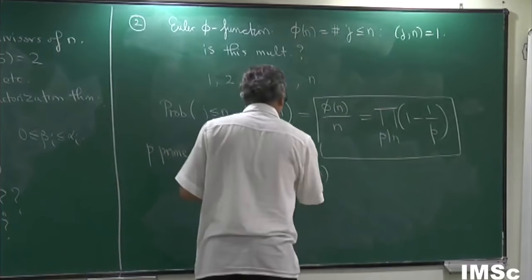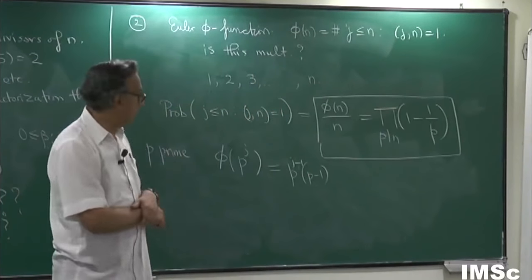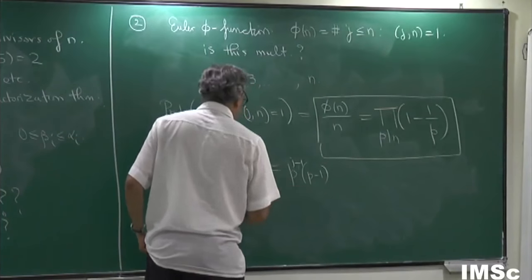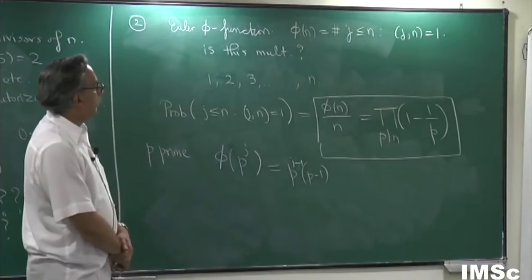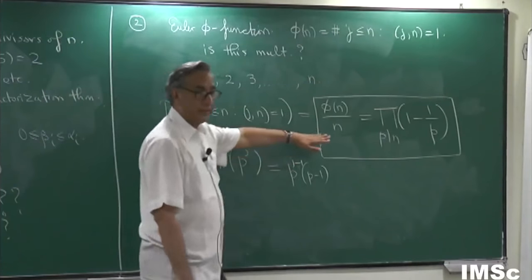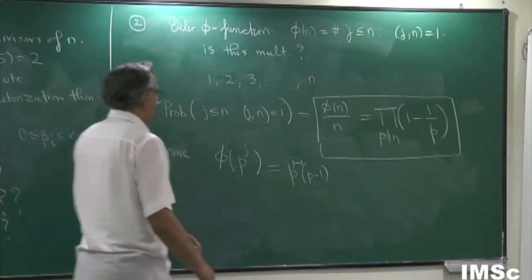J minus 1, sorry, j minus 1. Thank you. Right? P to the j minus 1, p minus 1. That's what you get. So now the question is, is this function a multiplicative function? Yeah, it's clear from here, right? It only depends on the prime factorization, and they're independent.